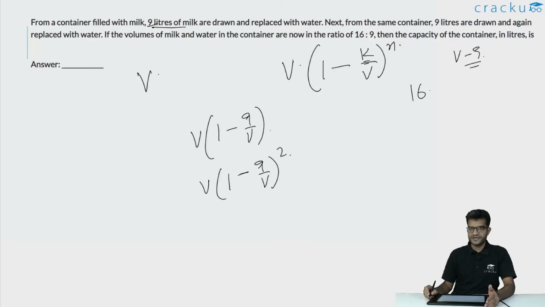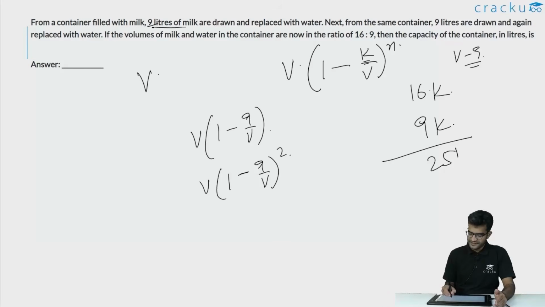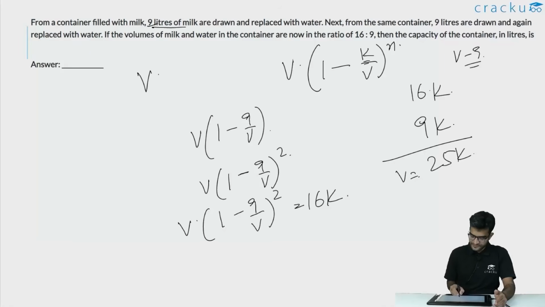So let us assume that the volume of milk is 16K and the volume of water is 9K. This is at the end. So the total volume will be 16K plus 9K, which is 25K. So this is the value of V. Or this would imply that V into (1 minus 9 by V) whole square is equal to 16K, and the value of V is 25K.